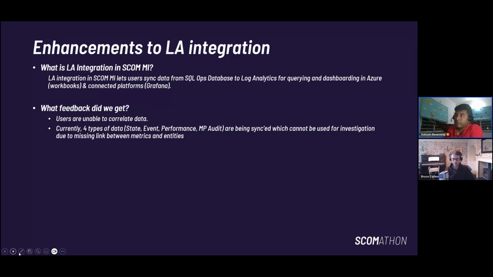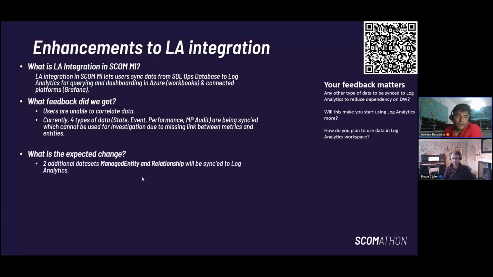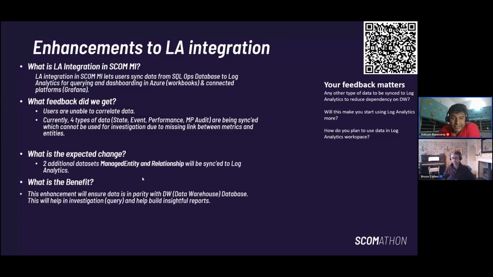I'm not able to find out which machine and get the alert for that. So what we are doing right now is, or rather this was how it was. You click on SCOM MI, you click on configure Log Analytics workspace, and then you choose the type of data. This is how it is. So we're making a change in the design based on feedback. That is, we are adding 2 additional data sets called managed entity and relationship that will be synced to Log Analytics.